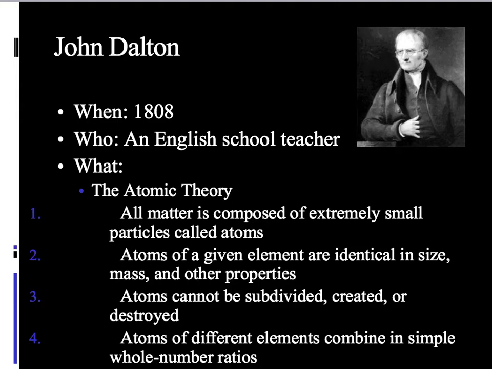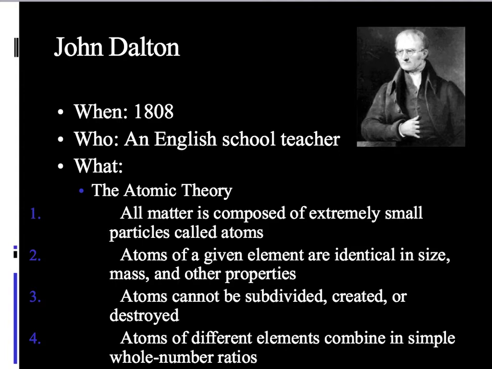Okay, now John Dalton. John Dalton was in 1808, and he was an English school teacher. He didn't teach English, he was from England, and he taught school, like all the subjects. So what he did was he proposed the atomic theory. He did a little bit of research, but a lot of his stuff was just looking at what other researchers were doing. So he looked at what Lavoisier did, he looked at even what Democritus said, and he kind of put it all together into the atomic theory.